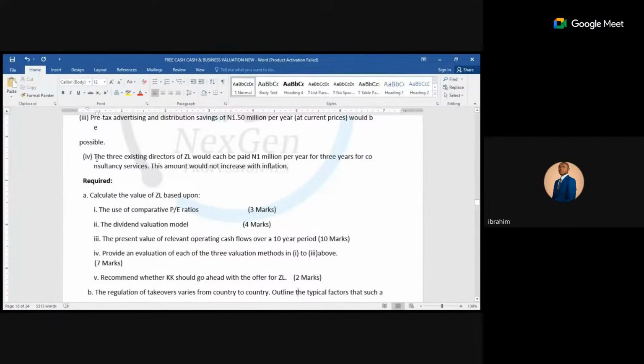Now, 3 existing directors of ZL would each be paid 1 million per year for 3 years. We'll pay them, of course, because they have how many percent shares? They have 50%, right? So we have to pay them. The director, it will be an inflow to them. So when you want to acquire ZL, these are the things they will consider in the valuation. You have to pay them off, including the directors.